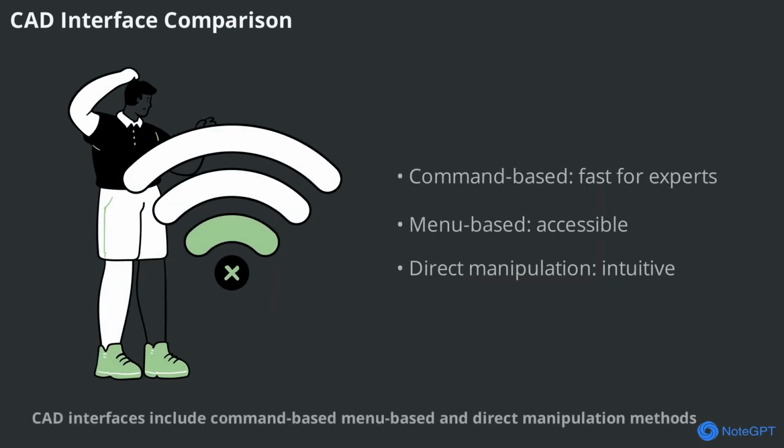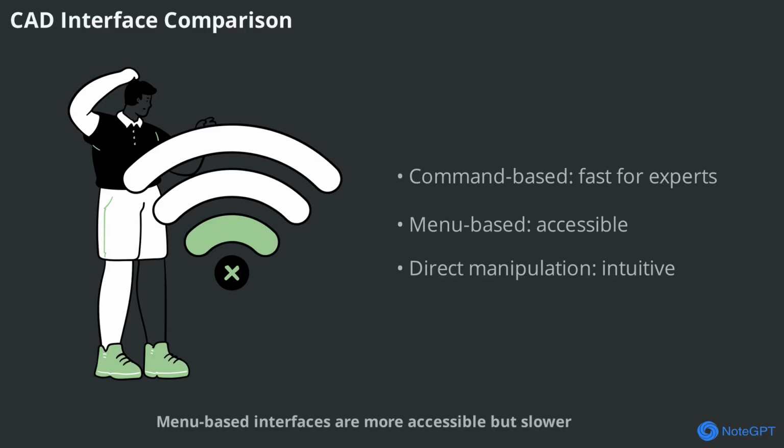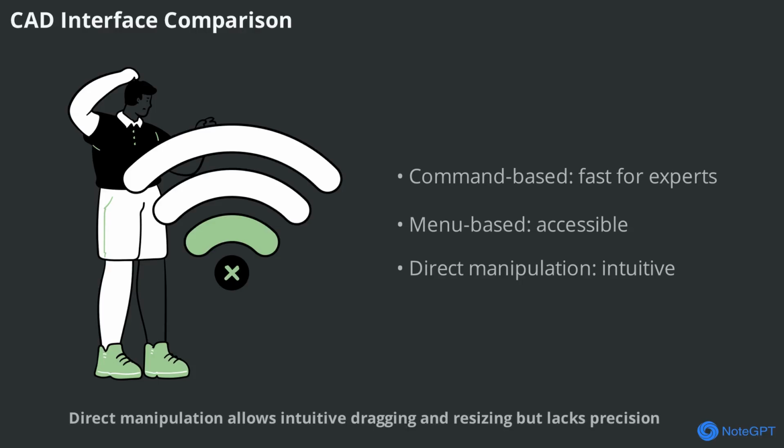CAD interfaces include command-based, menu-based, and direct manipulation methods. Command-based interfaces are fast for experts but have a steep learning curve. Menu-based interfaces are more accessible but slower. Direct manipulation allows intuitive dragging and resizing but lacks precision. Modern Windows-based CAD uses a hybrid approach, combining menus, command lines, and direct manipulation for maximum productivity and accessibility.